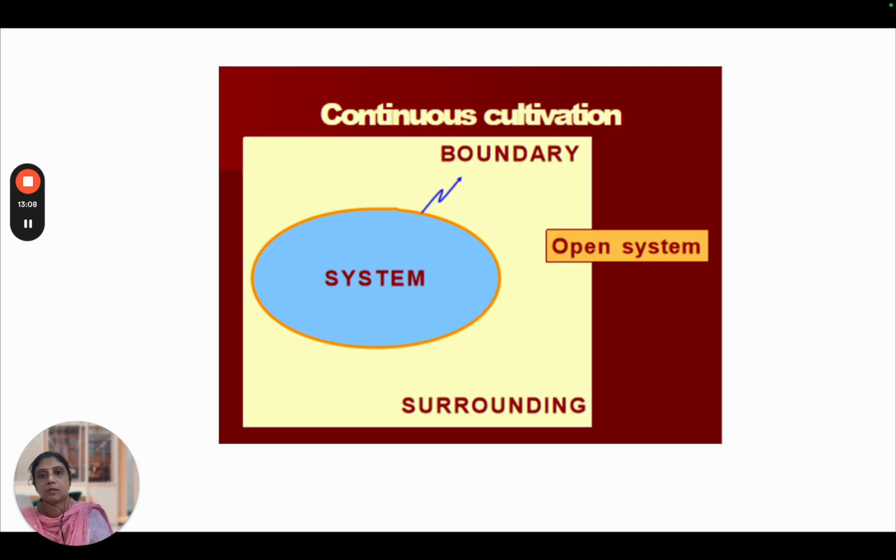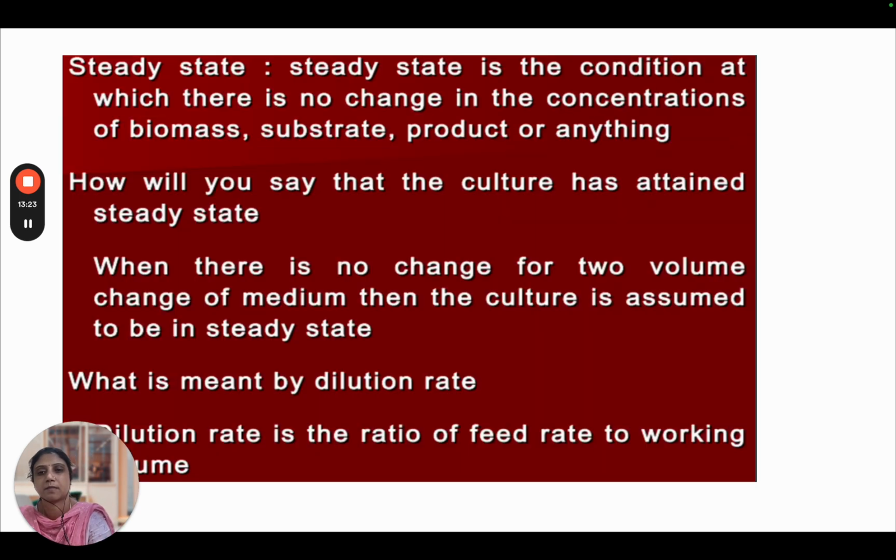Then, what is continuous cultivation? As we have seen, batch cultivation is a closed system, but continuous cultivation is an open system. So the inoculum or the media components are fed as an open system. In this case, the steady state is the condition at which there is no change in the concentration of biomass, substrate, or product.